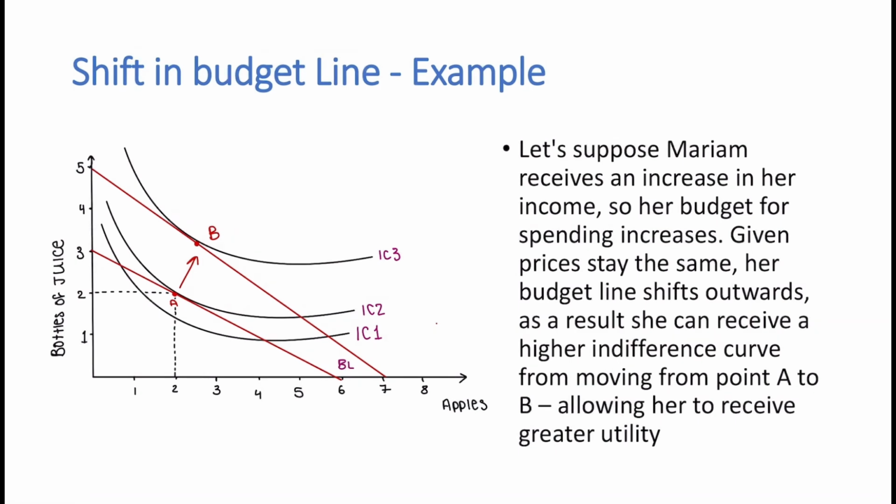If Miriam receives a decrease in her income, her budget for spending decreases. Given that prices stay the same, her budget line would shift inwards. As a result, she would reach a lower indifference curve, so instead of being at IC3, she would be at IC1.